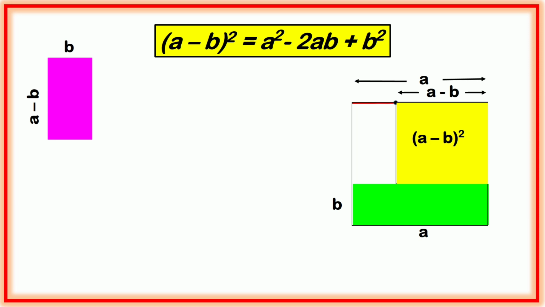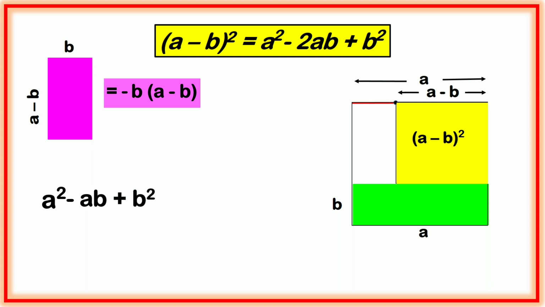First rectangle, the pink one, is (a minus b) into b. We have to subtract it from the bigger square, that is a square. So b into (a minus b) has to be subtracted from a square. That is minus b into a is equal to minus ab. Minus b into minus b will be plus b square.